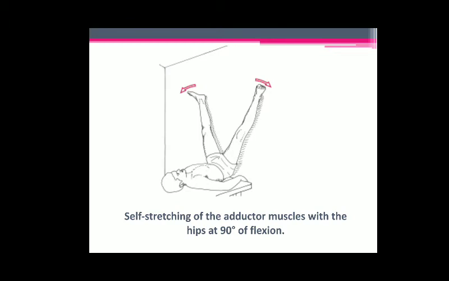For self stretching of the adductor muscles, the person can lie down with both lower extremities supported on the wall, the pelvis is stabilized, and the adductor muscles are stretched by bringing the extremities into abduction. The same can be done in sitting position, which we routinely see, but there are chances of pelvic tilt and lumbar stability issues, so this should be the ideal position.